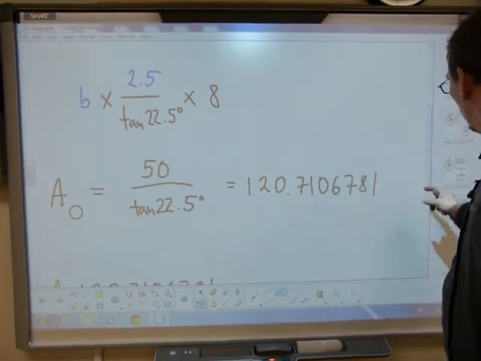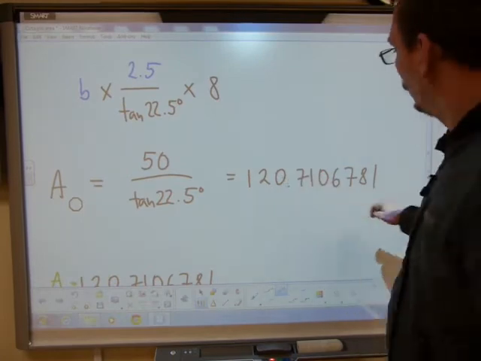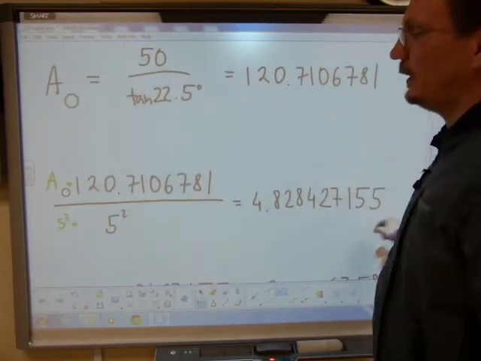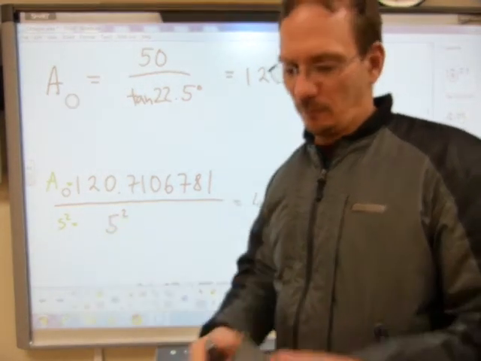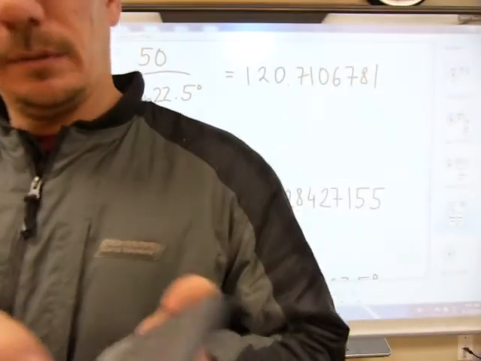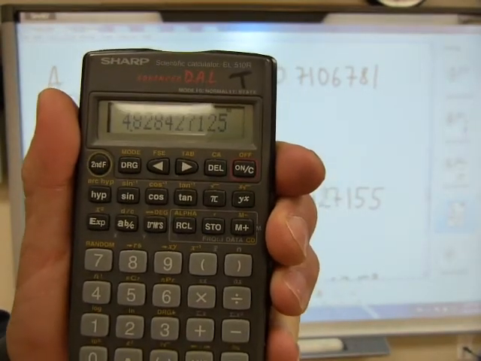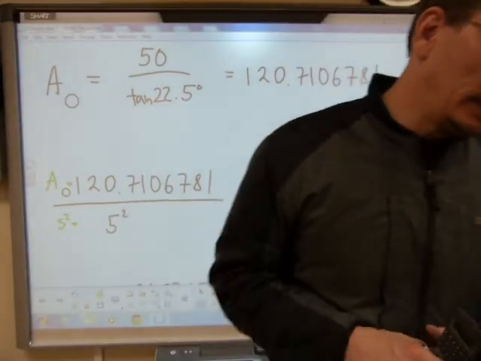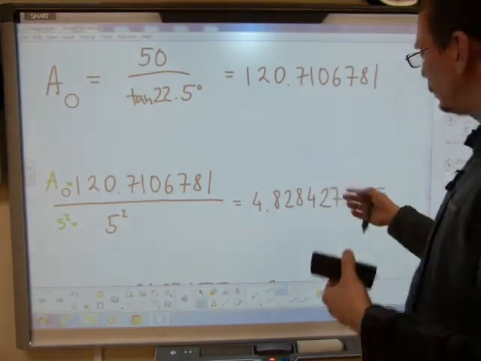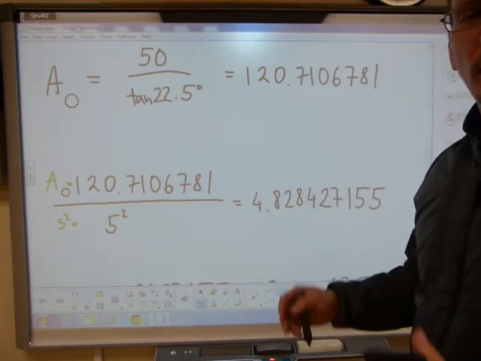And okay, where is the 4.828? It's here. You take this number, 120.71, you divide it by the side length of the octagon squared. So I'm gonna divide this by 25 equals 4.828, and there's the rest of the digits. What the meaning of this 4.828 is that the area of the octagon is 4.828 times bigger than the square of the length of its side.